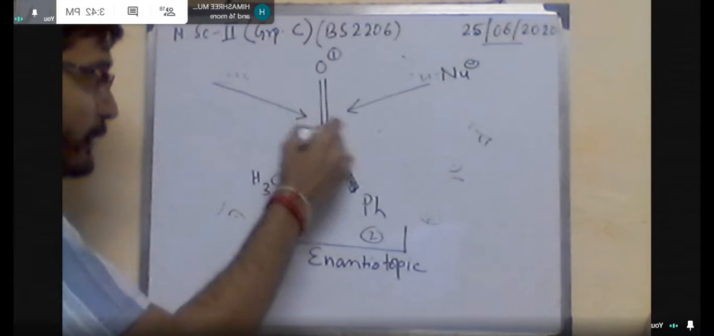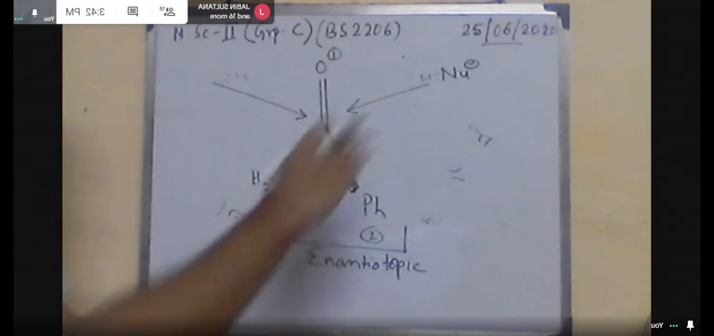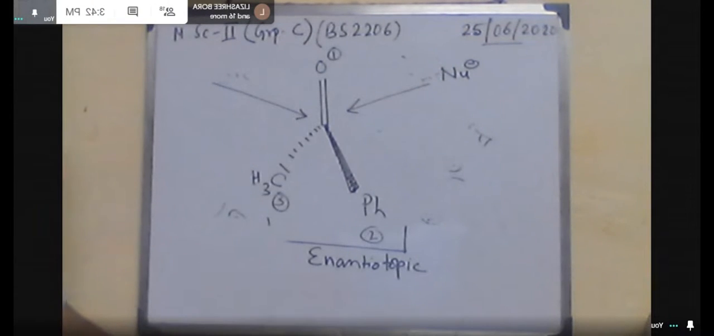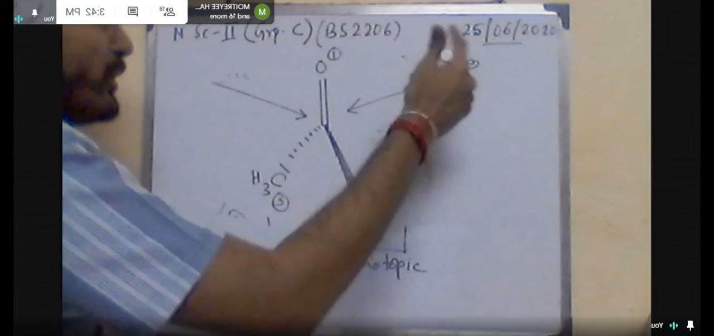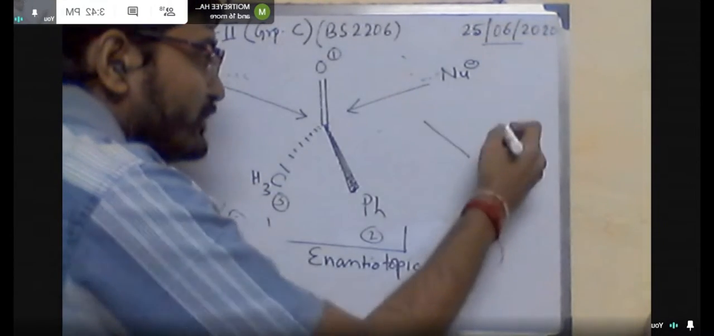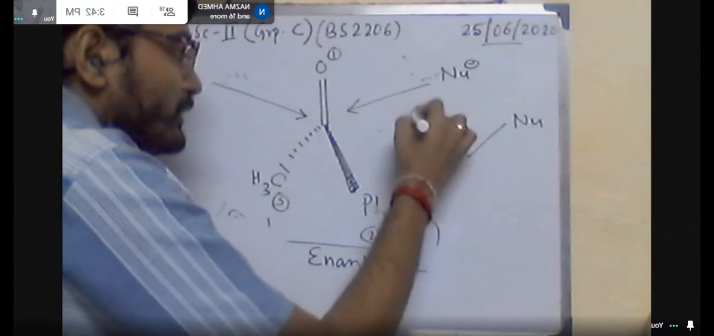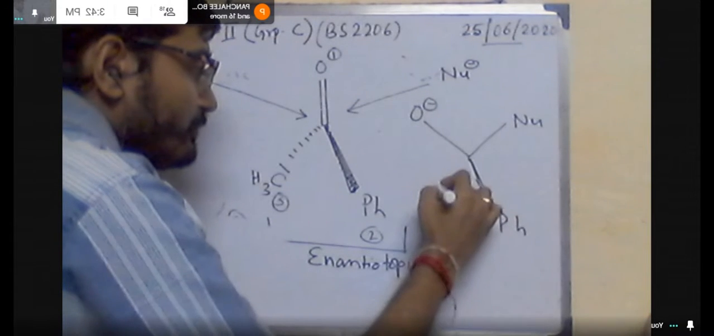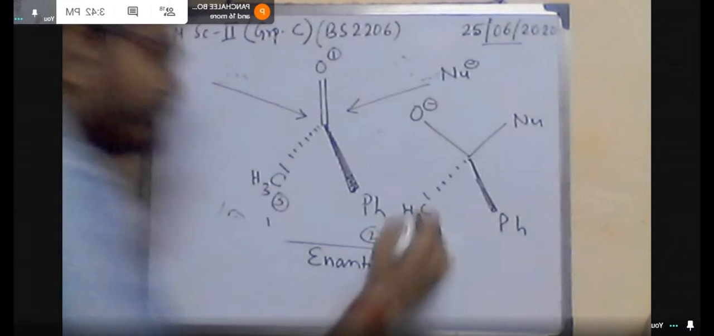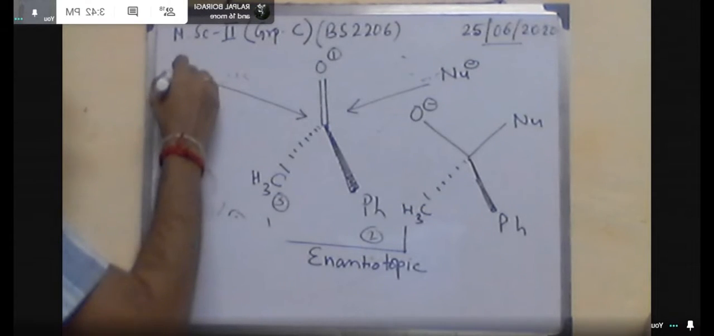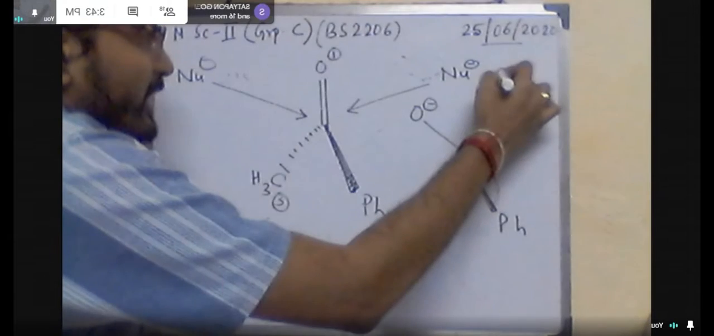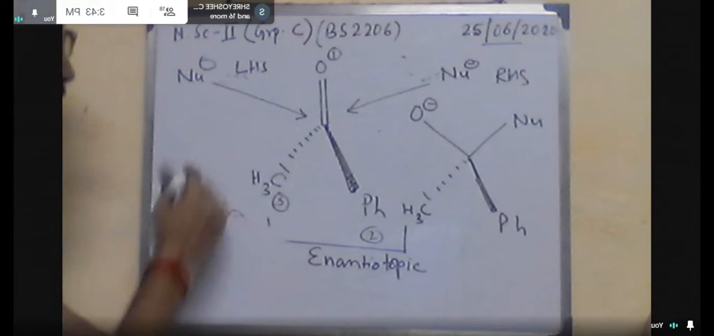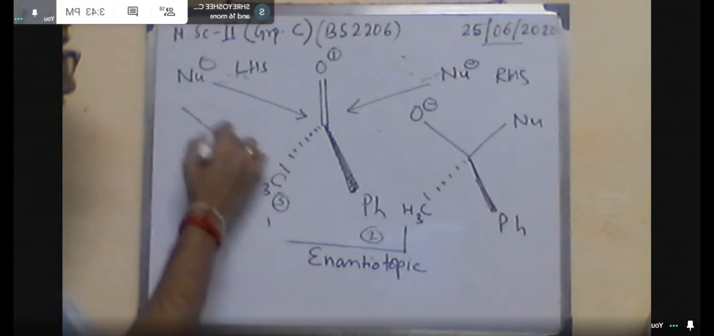So that means nucleophile, O minus, Ph, CH3. And if the nucleophile attacks from the left hand side, this is the right hand side, and this is the left hand side. If the nucleophile attacks from the left hand side, you will get the structure O minus, Ph, CH3. Now here you can see that both are mirror images with respect to each other. That means they are enantiomers.